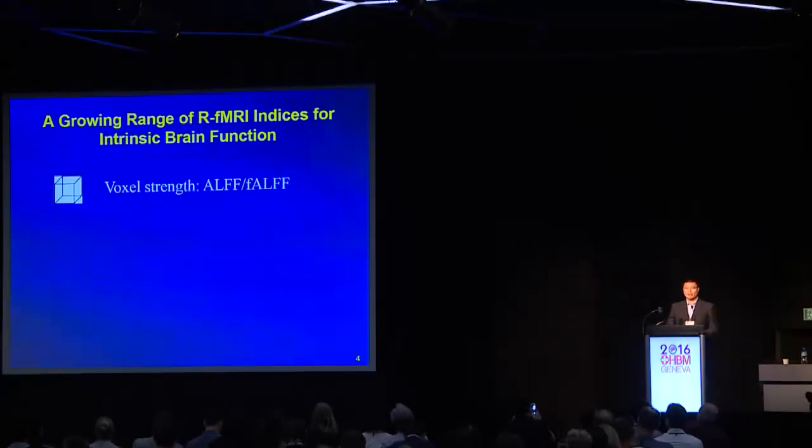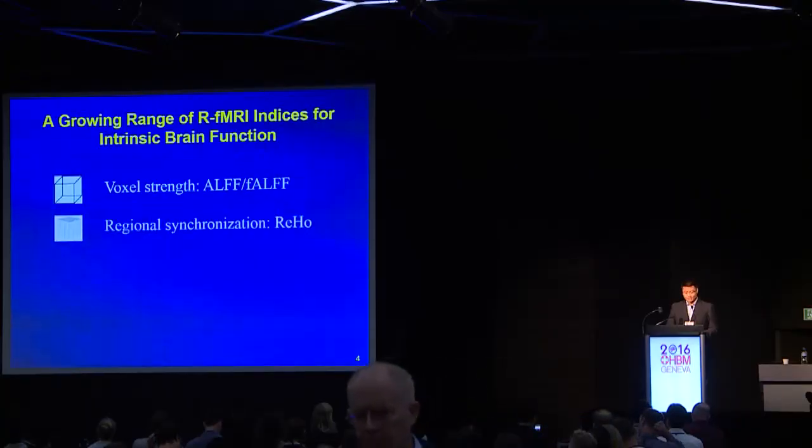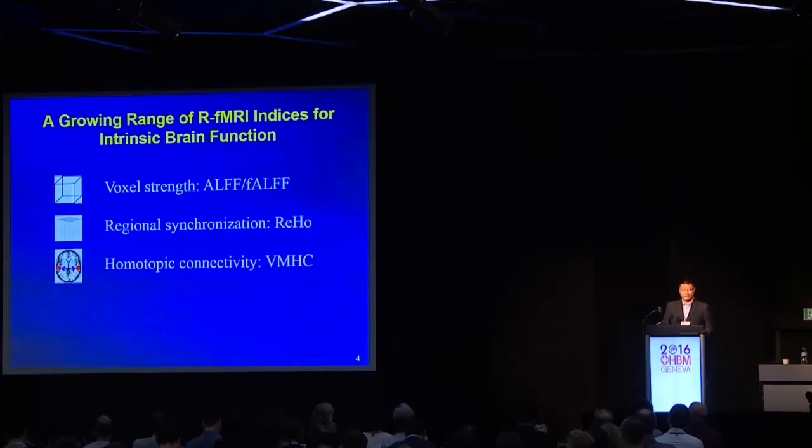For example, to measure voxel strength, we have a voxel with a time series. You can convert it into the frequency domain and measure the power or amplitude. We get the amplitude of low frequency fluctuations, or ALFF, or the fractional one, fALFF. Also, we can measure a voxel's concordance with its neighbors, the local synchronization, which we call regional homogeneity, or ReHo. And if we have a voxel, we can find its counterpart in the other hemisphere and measure the homotopic connectivity, which we call voxel-mirrored homotopic connectivity.